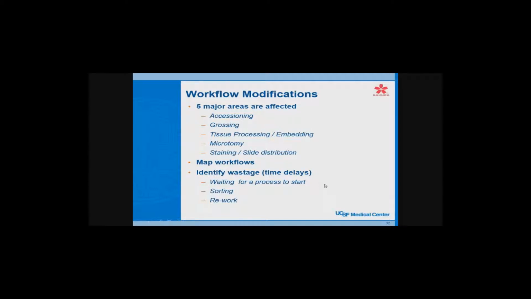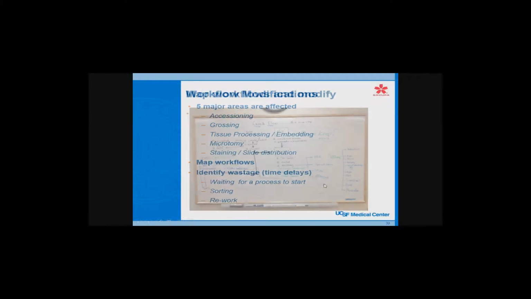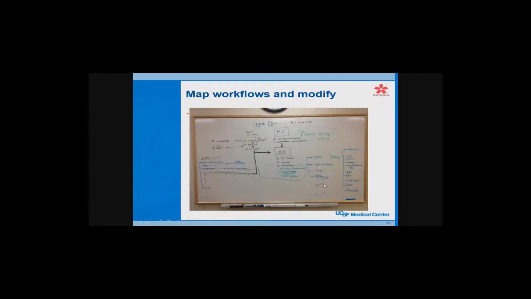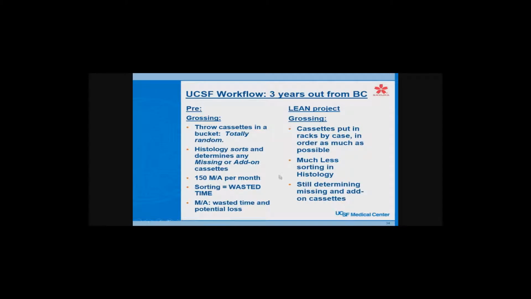So these are the 5 major areas that are affected. You've got accessioning, grossing, tissue processing and embedding, microtomy, staining, and slide distribution. So you should go through each of these areas, map out their workflows, and identify any kind of wastage that's going on there. And by wastage, we're mainly talking about things that are waiting around to be done, things that have to be sorted, or things that have to be redone, restained or recut, whatever.